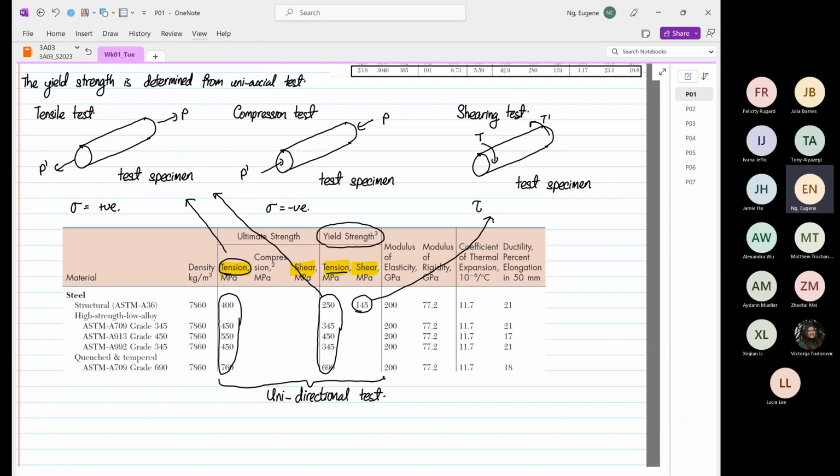So what you see most of the time, we carry out tensile tests. Okay, we very seldom do shear. Part of it is the setup is more difficult and it's also more expensive.